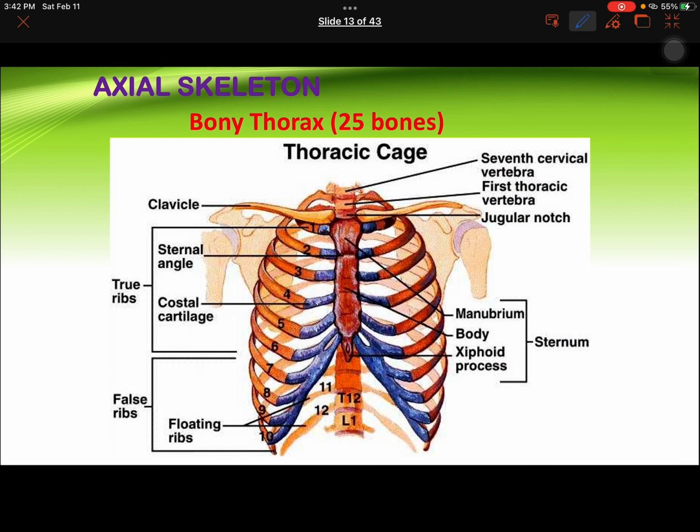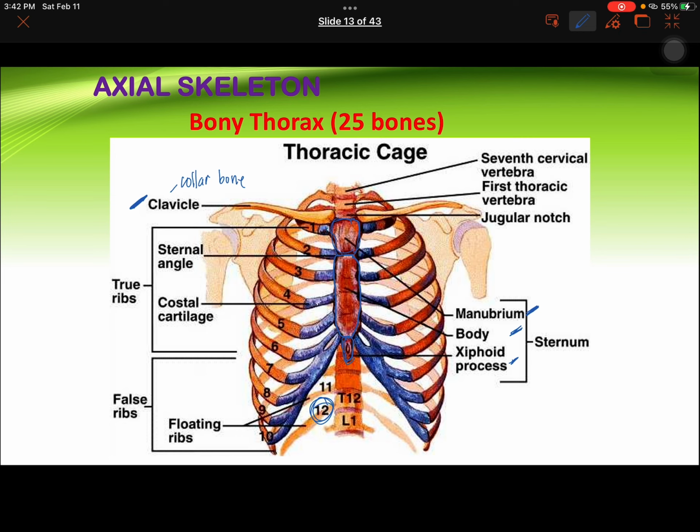Next, you have your bony thorax, which is comprised of 12 bones. It is first comprised of the 12 ribs. You have the clavicle or your collarbone. You have the sternum, whose superior border is the manubrium. Its medial border is the body of the sternum, and this part here, the inferior border, is the xiphoid process.